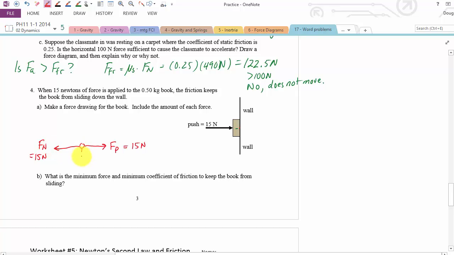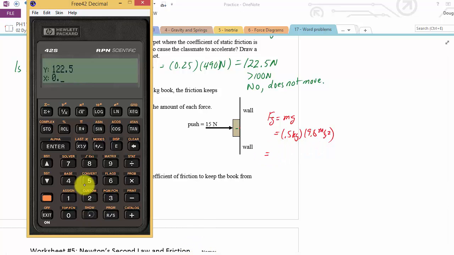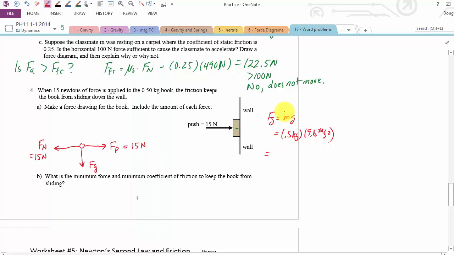I know there's gravity acting on it. And that force of gravity is 0.5 kilograms times 9.8 meters per second squared. So that's 4.9 newtons.